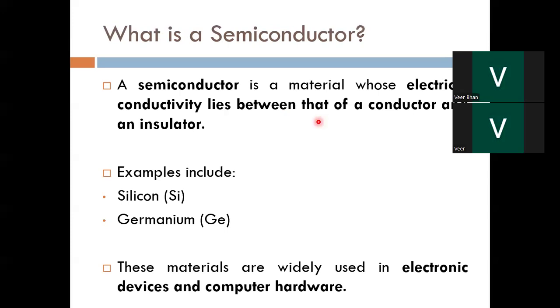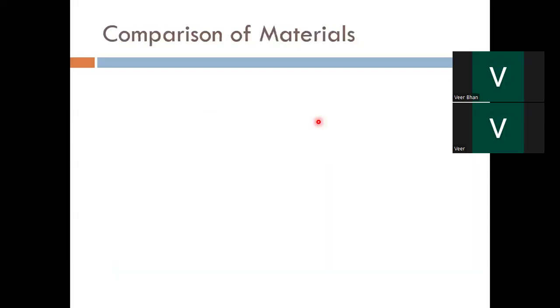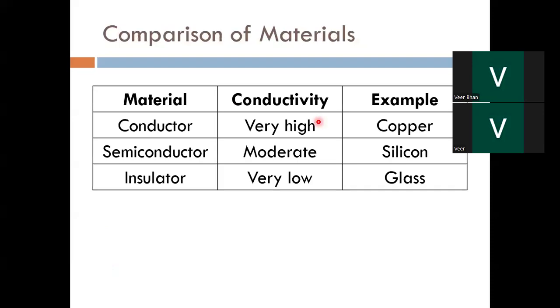To have a more clear look at the position of a semiconductor, let's see this comparison. Conductor: its conductivity is very high. Examples are copper, gold, silver, etc. Semiconductor: it has moderate conductivity. Examples are silicon, germanium. Insulator: very low conductivity. Examples are glass, rubber, plastic, like that. So from this we get the idea of where a semiconductor lies.